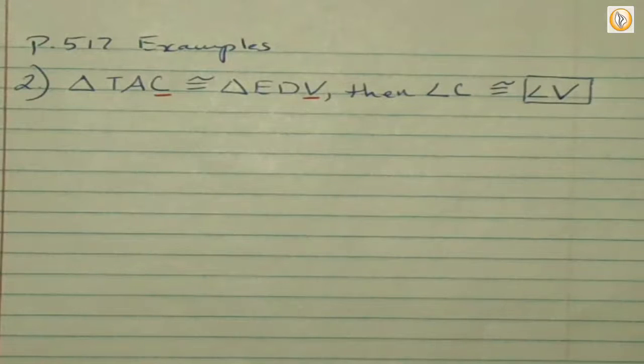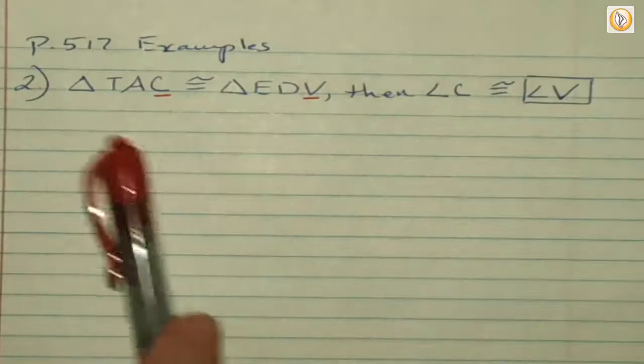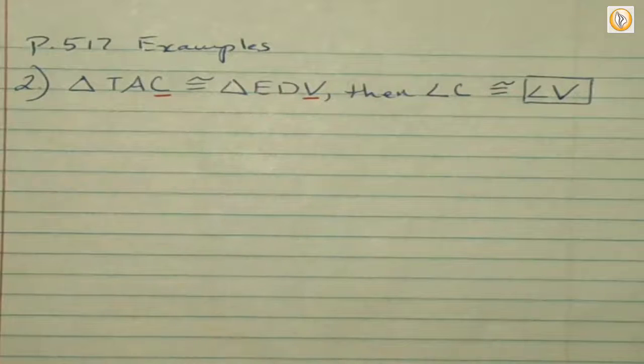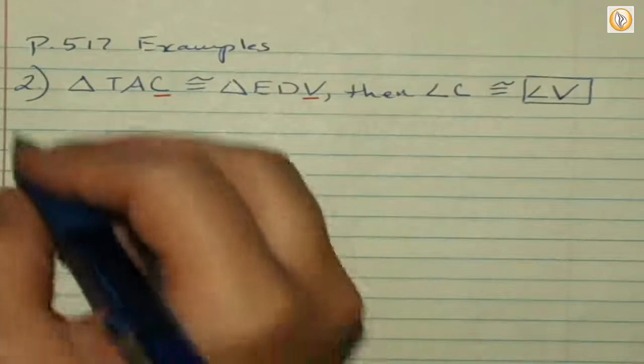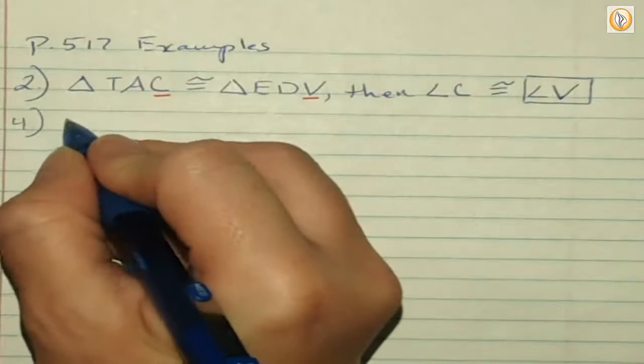Make sure you put those symbols in there. And what we're focused on is order. This is what they're trying to get across: order matters. Any questions about number 2? All right, let's look at number 4.